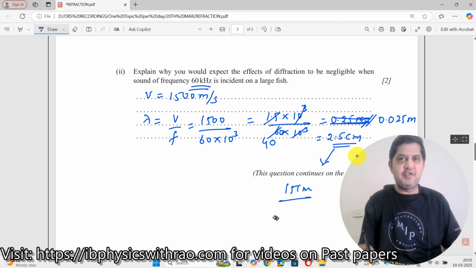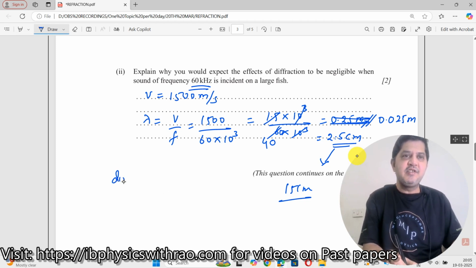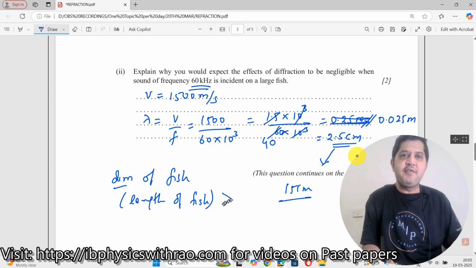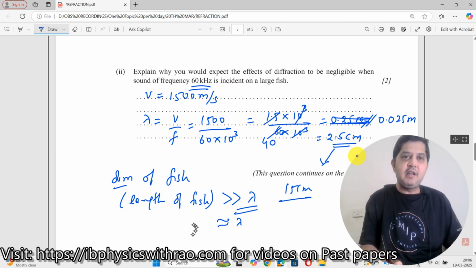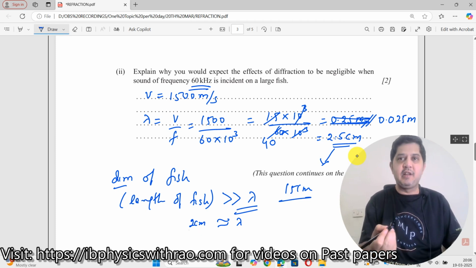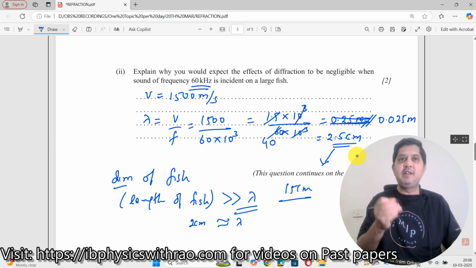When you have a bigger fish, what is the dimension of a fish? The dimension of the fish is nothing but the length of the fish, which is definitely larger than the wavelength. Diffraction effects are possible only when the length of the fish is nearly equal to the wavelength. If the length of a fish is somewhere around 2 centimeter, 2.2 centimeter, 2.5 centimeter, and so on, then what can happen?